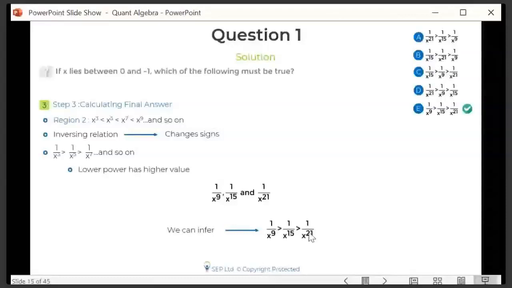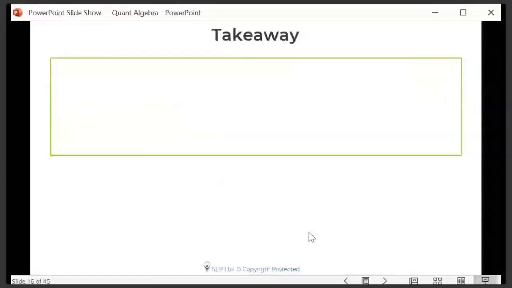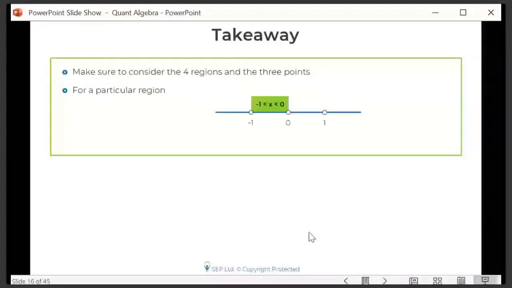Okay, so the main takeaway from this question is that when you're dealing with questions based on number line, always make sure to draw the four regions and the 3 points. And if you're asked a question for a particular region, like in this case, we need to find it for -1 to 0, right? Then you should simply take a value and check the answer. You'll always get the answer.